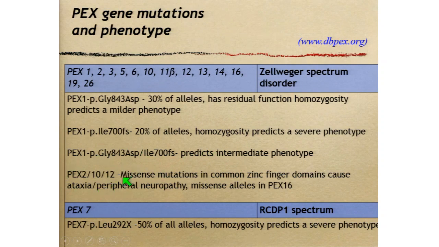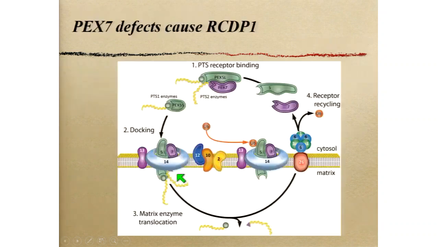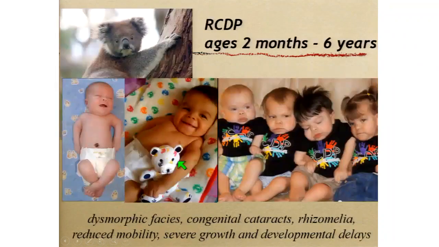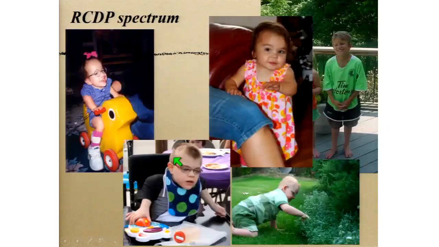And then we know that missense alleles in a certain domain of PEX 2, 10, and 12 actually result in this atypical phenotype with ataxia and peripheral neuropathy, as well as missense alleles in PEX 16. I'm just going to skip RCDP in the essence of time.